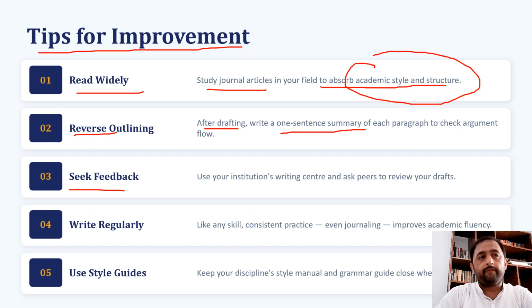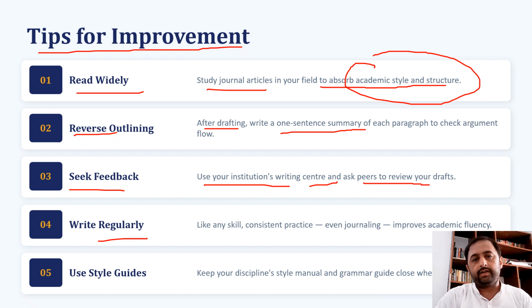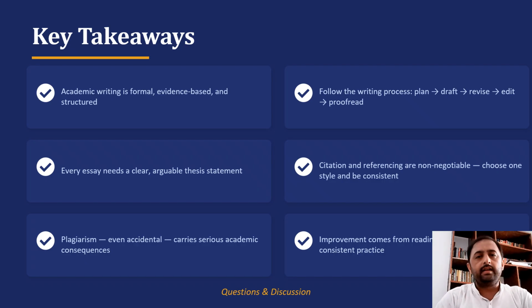Seek feedback from your peers, your classmates, or your teachers. Use your institution's writing center and ask a peer to review your draft. Then write regularly. Like any skill, consistent practice, even journaling, improves academic fluency as well. And use style guides. Keep your discipline's style manual and grammar guide handy whenever you are writing in academic fields. So in this lesson, I am going to sum up the whole lecture.